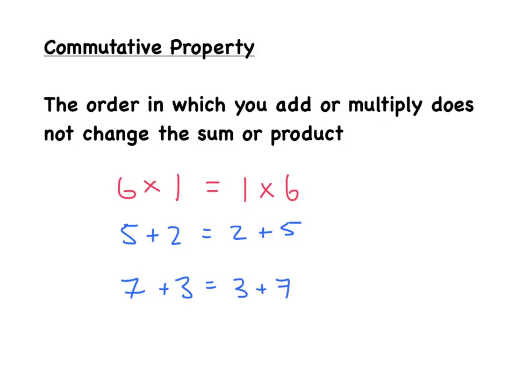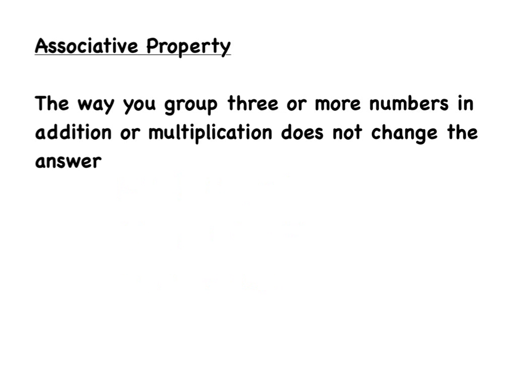This is the commutative property. It's basically where the numbers flip. Just a warning, the commutative property is only for addition and multiplication. It does not work for subtraction and division. The associative property is another important property that goes along with the commutative property.